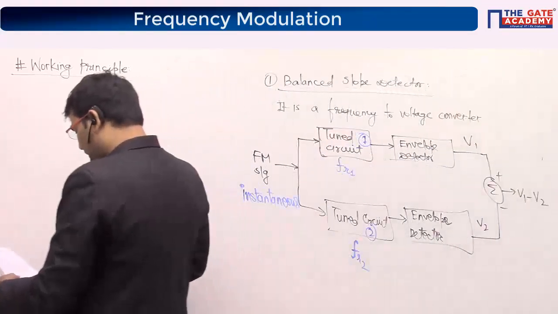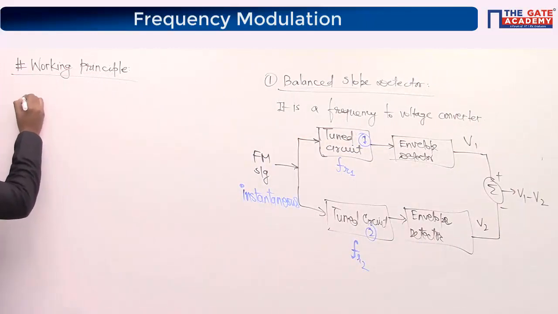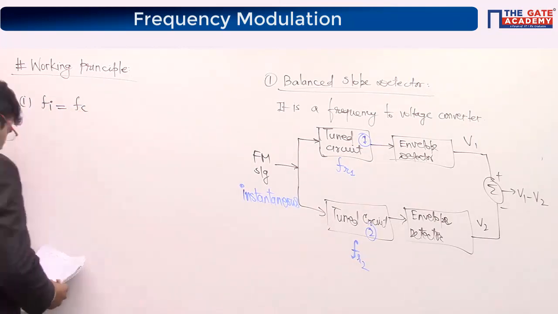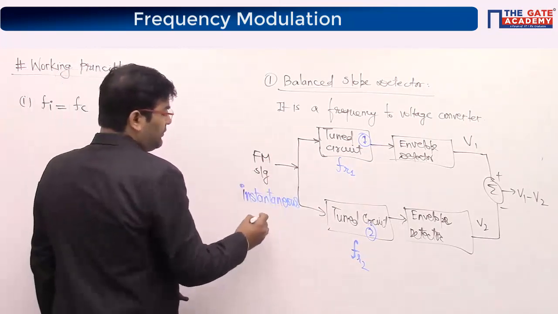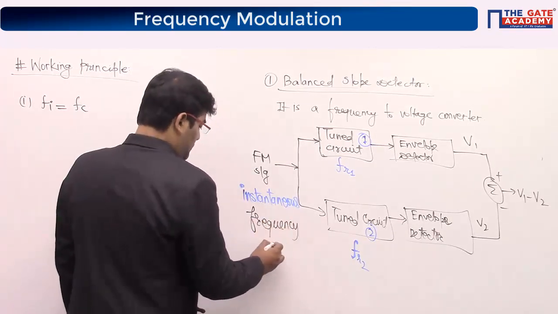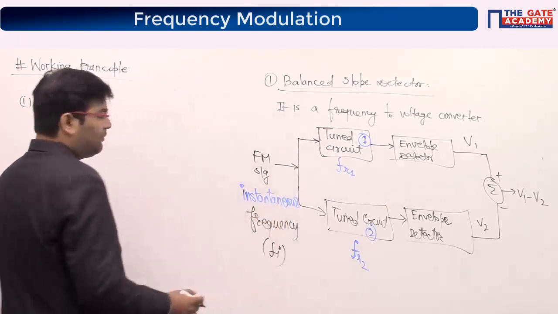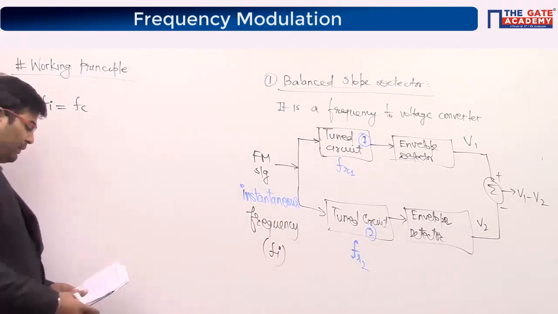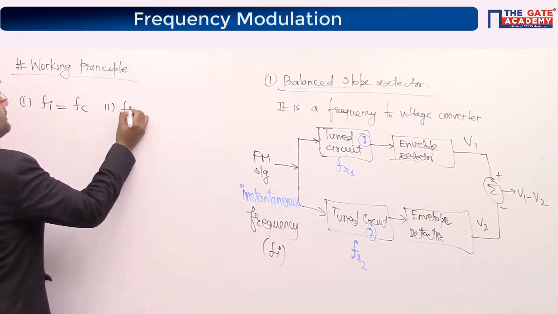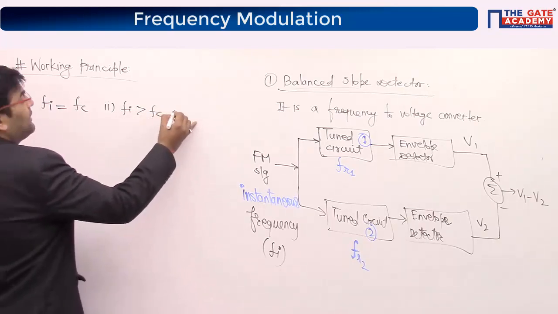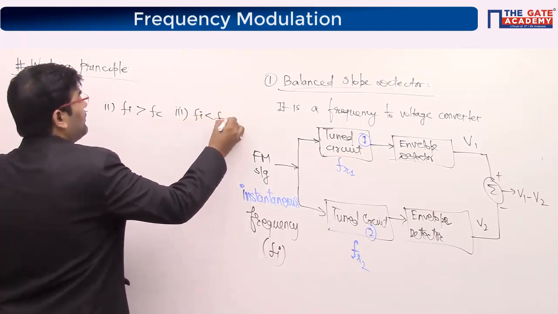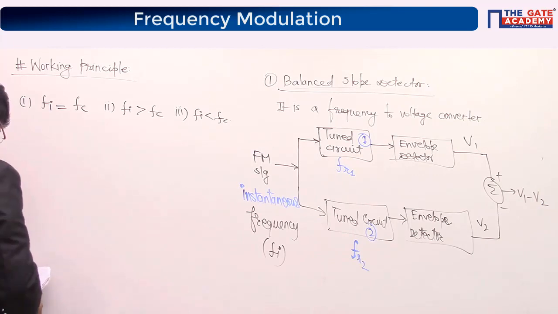Now there are three cases, guys. Case 1: when Fi, the instantaneous frequency, is equal to Fc. Please add it, this I missed. Instantaneous frequency Fi. Now if Fi is equal to Fc, that is case 1. Case 2 is when Fi is greater than Fc. And case 3 is Fi is less than the carrier frequency. These are the 3 cases.